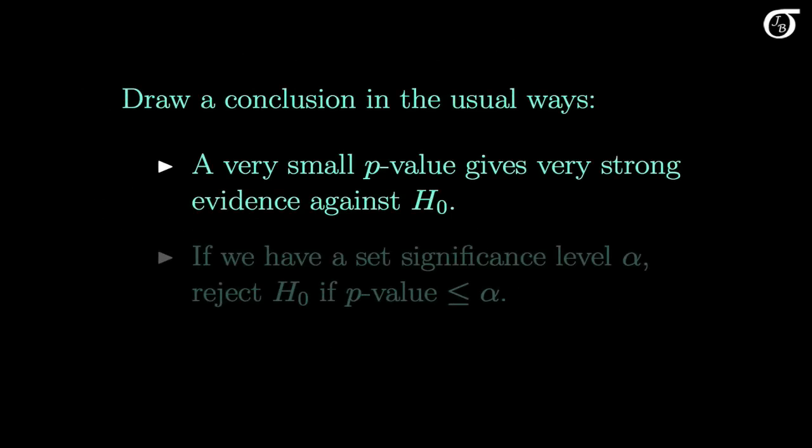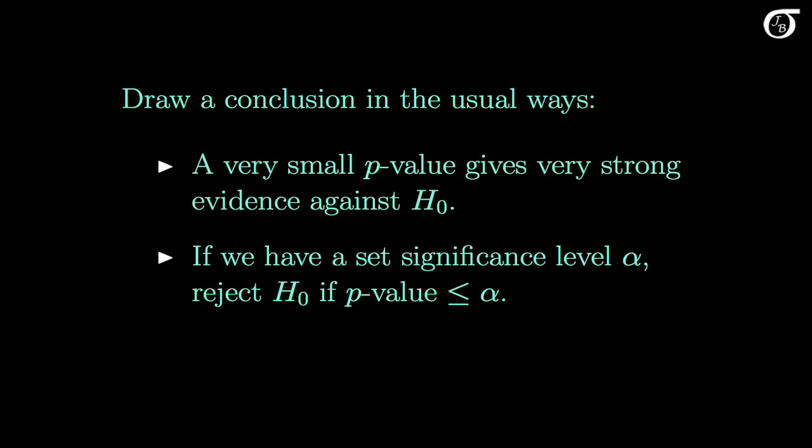Once we get the p-value, we draw a conclusion in the usual ways. A very small p-value gives very strong evidence against the null hypothesis and in favor of the alternative hypothesis. And if we are carrying out a test with a set significance level alpha, we reject the null hypothesis in favor of the alternative hypothesis, or say that the evidence against the null hypothesis is statistically significant, if the p-value is less than or equal to the alpha value that we are using.